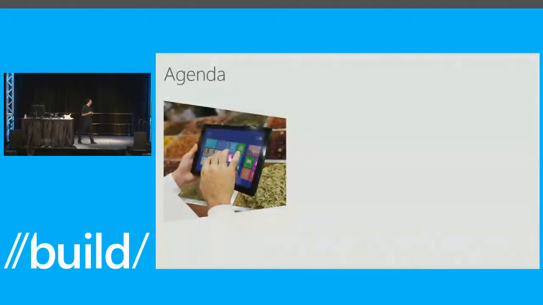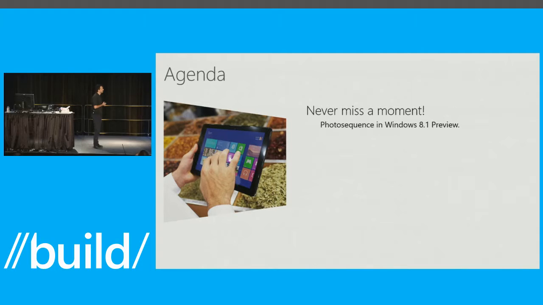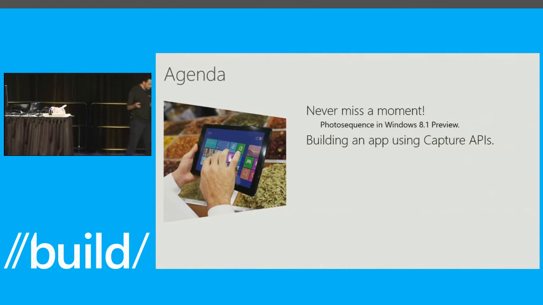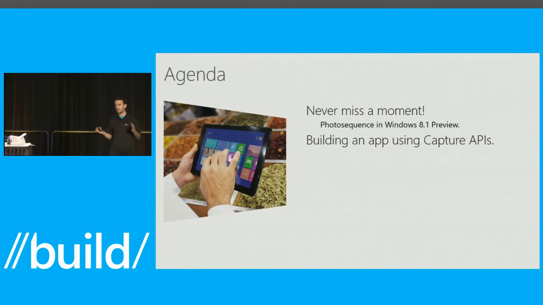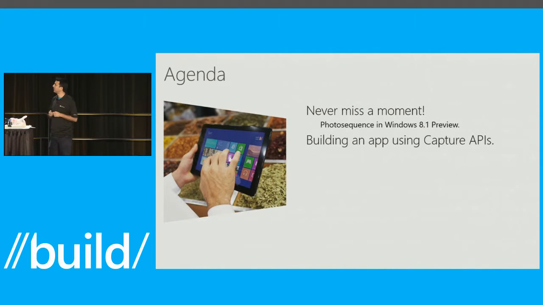And I want to start with a quick agenda here. First, I want to introduce you to a brand new feature that we have in 8.1 that will allow you to never miss the right moment when you take pictures. We call it photo sequence. Then we're going to dive into our capture APIs, start from scratch, and build a couple of very quick applications in C, let you get familiar with the APIs.